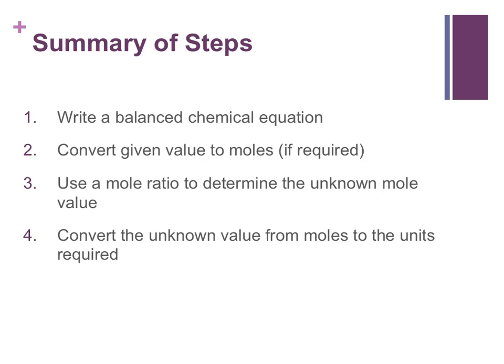Just to recap then, there are 4 main steps that you should follow in any stoichiometry question. The first is you should write a balanced chemical equation if one isn't given to you, or it's not balanced. 2, you should convert the given value in the question to moles if this is required. Next, you should use a mole ratio to determine the unknown mole value. And finally, you should convert the unknown value from moles to the units required by the question.